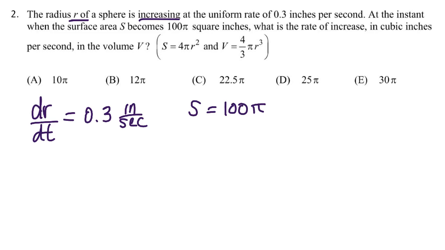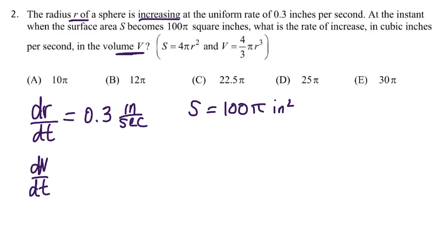Notice it tells us at that instant. It does not tell us that the surface area is increasing or decreasing. It's just pinpointing it at an instant. We have 100 pi, and let's see, that's inches squared. So at that instant, what is the rate of increase in cubic inches per second in the volume? So it's asking us about dV dt. What is the rate of change at that instant of the volume?